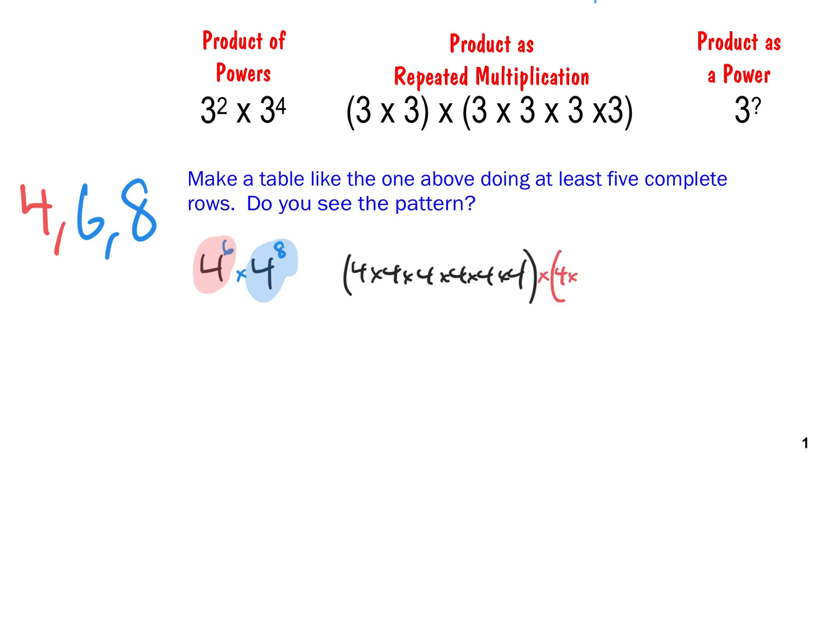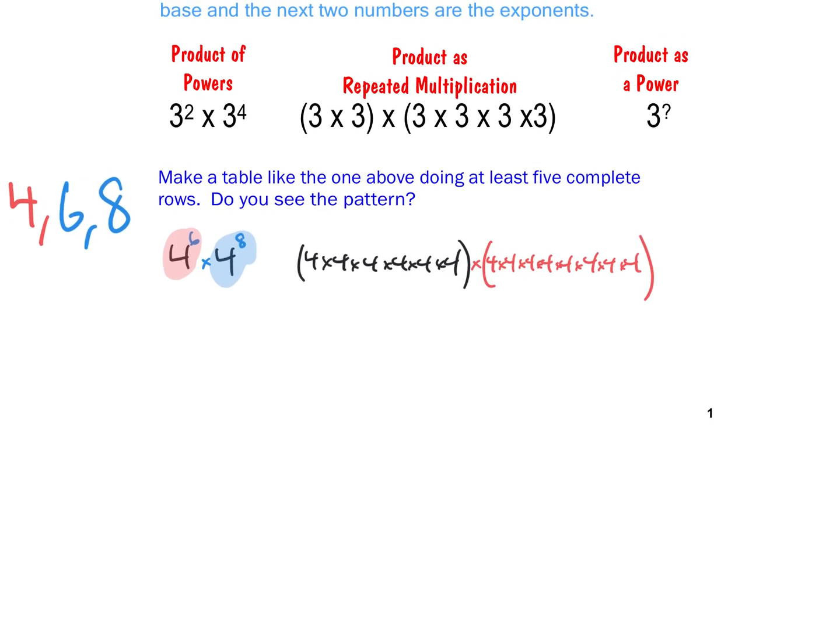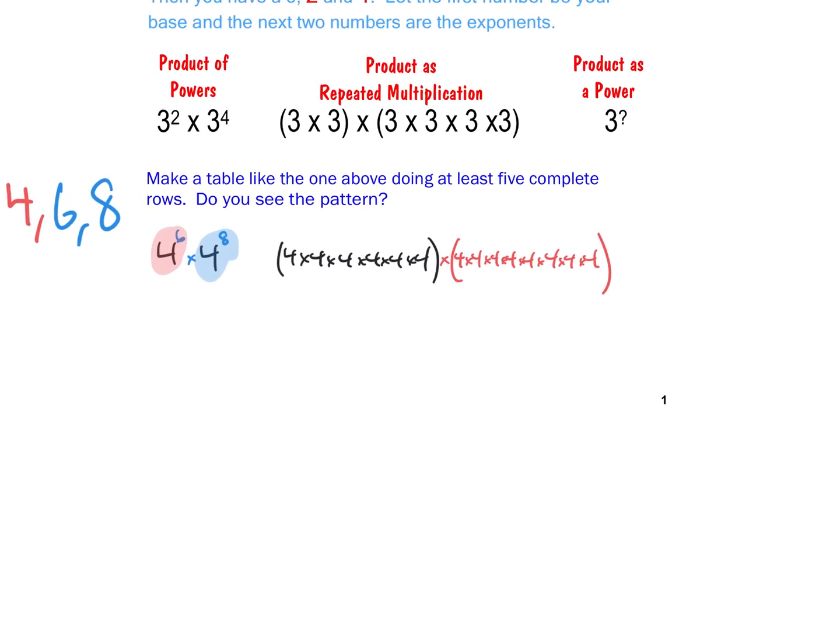So 4 times 4 times 4 times 4 times 4 times 4 times 4 times 4. How many 4s did I just write out? 8. And then I'm going to ask this question of you: including the black 4s and the red 4s, how many 4s are there all together? 14.